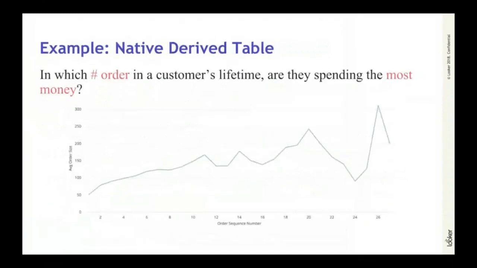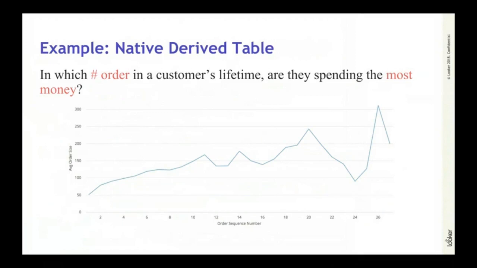So with that, here's an example of the analysis that we're going to try to do with our native derived table example. It says: in which number order in a customer's lifetime are they spending the most money? What does that really mean? As a customer, in my entire lifetime, I can make a number of different purchases. We want to assign a number based on when that purchase was made. So in my first order, I spent $100. In my second order, I spent $500. Third order, $10, etc.